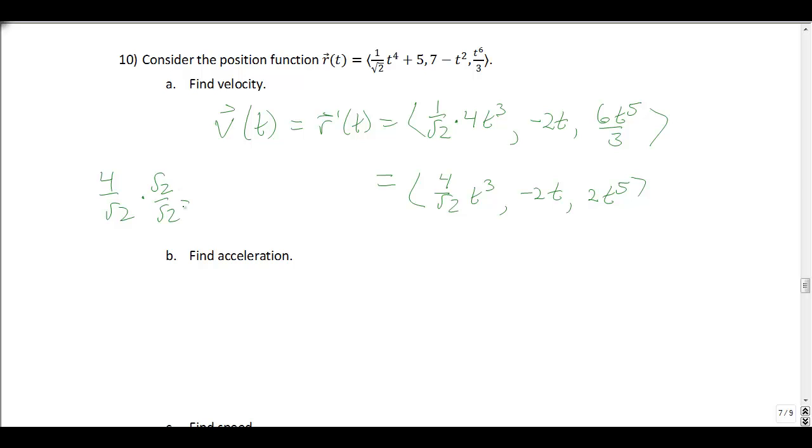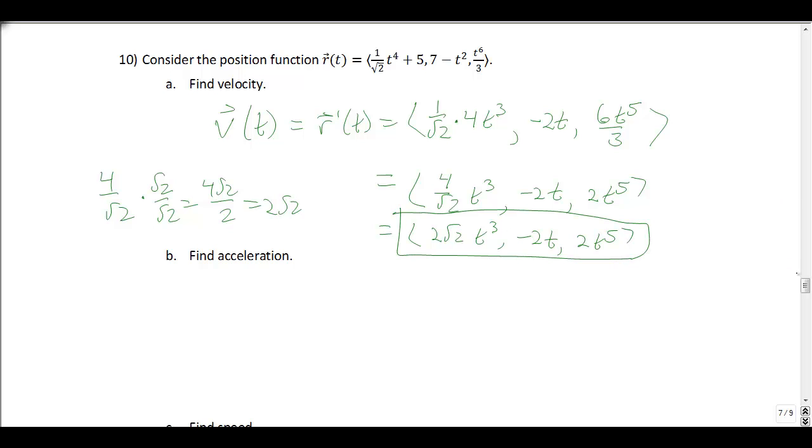So if you do that, you get 4 square roots of 2 over 2. 4 and 2 cancel. You get 2 square roots of 2. So your answer here would be 2 square roots of 2 t cubed, negative 2t, 2t to the 5th. So that is our velocity vector.